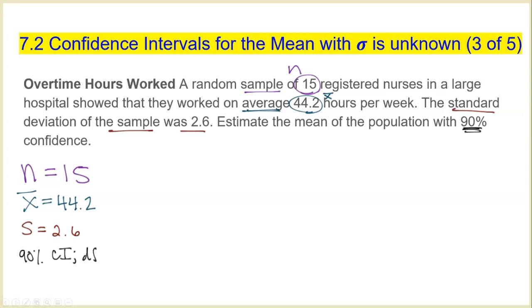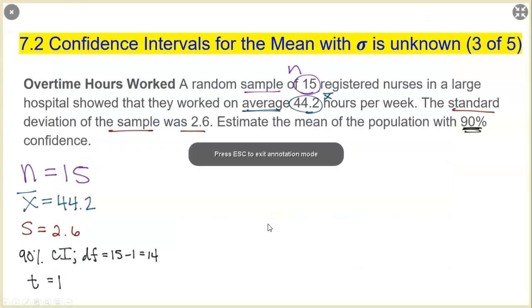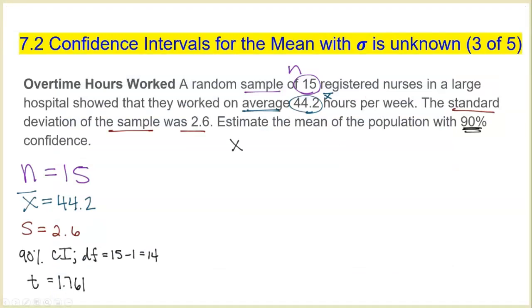So 90% confidence, and because we're using a different distribution that requires us to find degrees of freedom, we had to go find those. So 14 degrees of freedom. And we want to go to our table using the 14 degrees of freedom and the 90% confidence interval. So when we go to our table, we look for 14 degrees of freedom and 90% confidence interval, and our critical value is 1.761. That'll be the value we use to help construct our confidence interval.